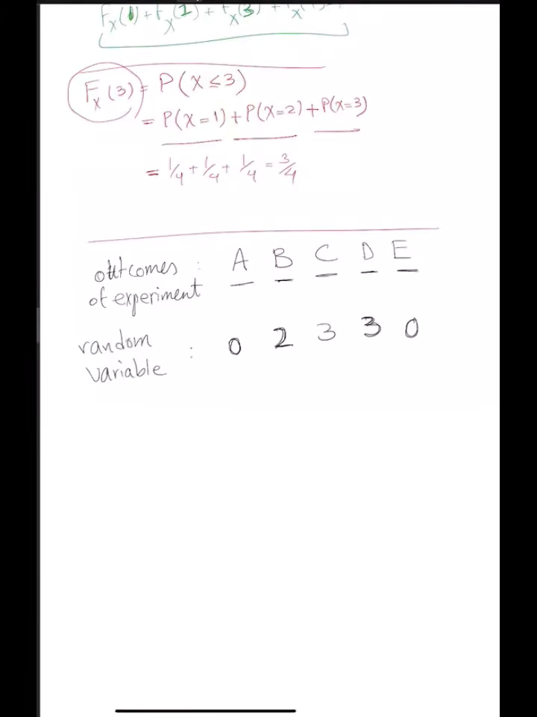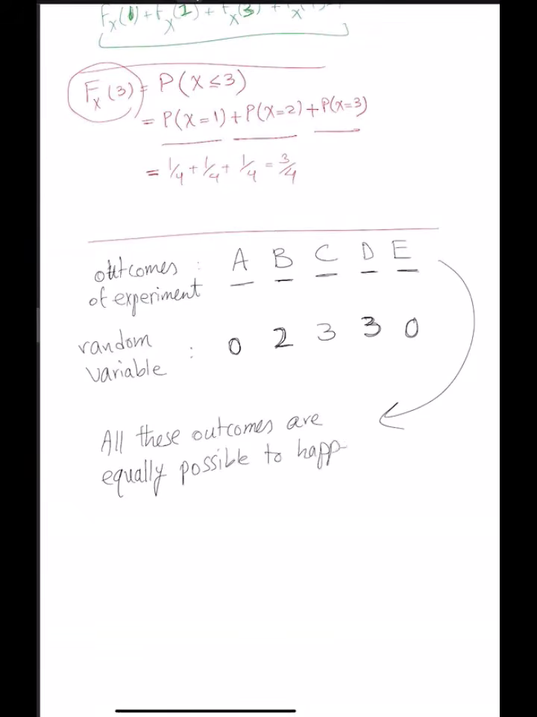Let's assume all these outcomes are equally possible to happen. If that's the case, then what is the probability that A happens? When we run the experiment, what is the chance that we observe A as an outcome?